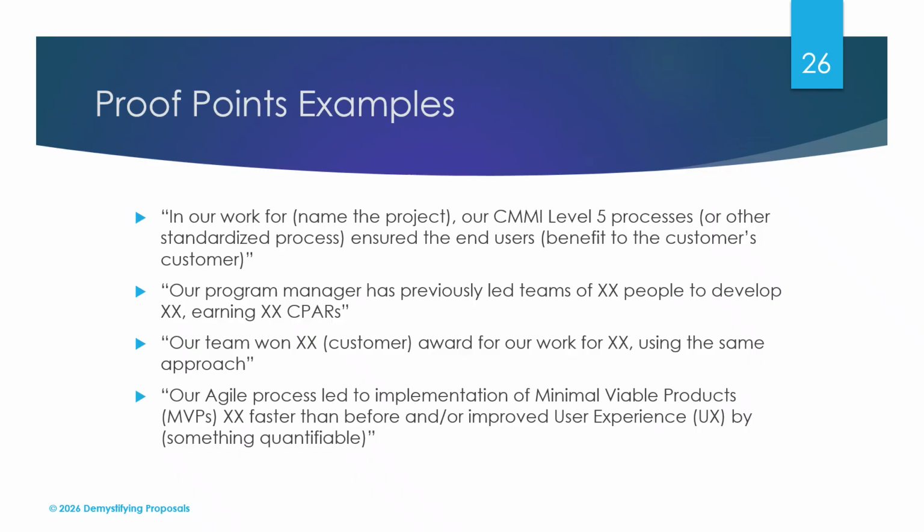Or the last example here: our agile process led to implementation of minimum viable products XX faster than before, or an improved user experience by something that's quantifiable. So those are examples of proof points.